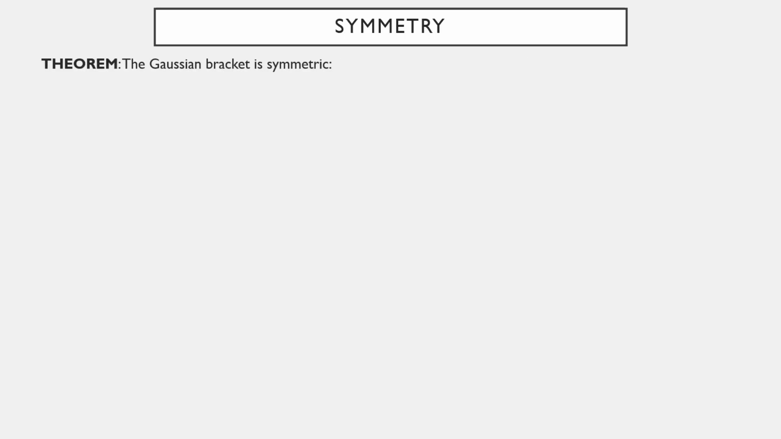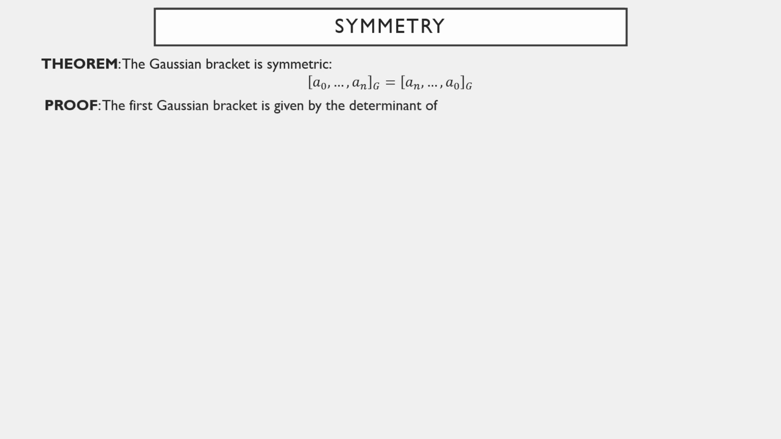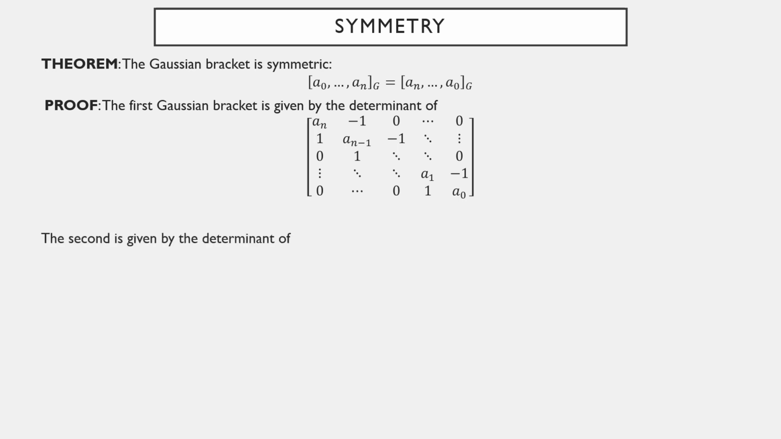So our main purpose in proving that the Gaussian bracket can be computed through that determinant is not because that's actually how we're going to do it, but to derive this result. The Gaussian bracket is symmetric. If you completely reverse the order of all the terms, instead of going from a0 to an, you go from an to a0, you end up with the same value. In general, you can't just switch values in between willy-nilly, but if you do this mirror reversion, you'll end up with the same thing. So the first Gaussian bracket is given by the determinant of this matrix, whereas the second one will be given by the determinant of this matrix.